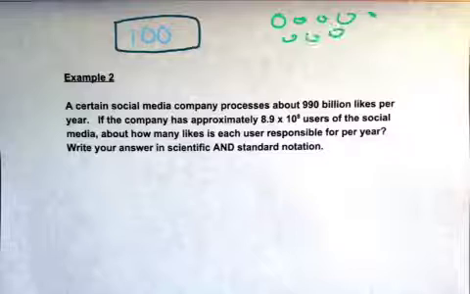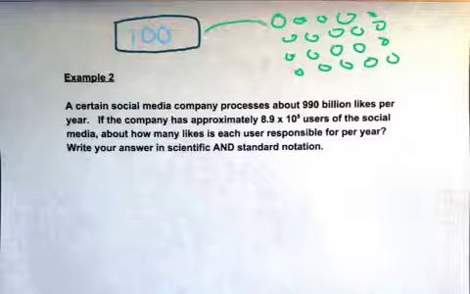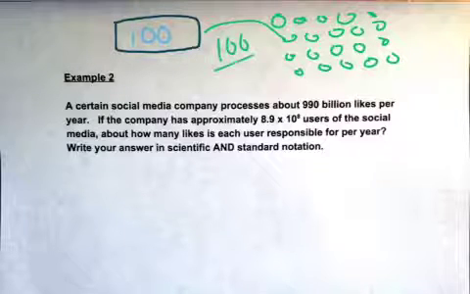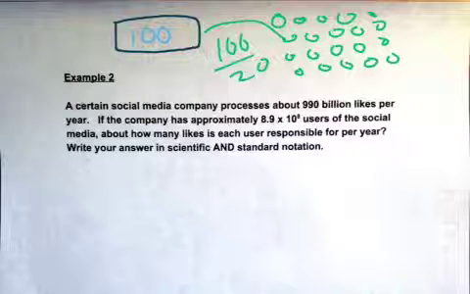Okay, and I want to figure out, well, how many likes per user? Well, in this case, I would just divide up my 100 by my 20. 100 divided by 20 would tell me that there's 5 likes per user. So the same thing I'm going to do here.